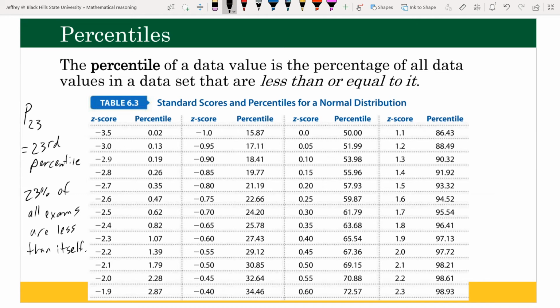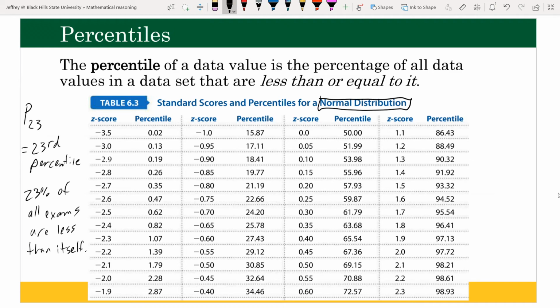Now, it's not necessarily saying that the exam score is 23%, but rather, whatever the exam score is, only about 23% of other test takers had a score less than the score that you had if you were in the 23rd percentile. Now, what's also nice is that this is for a normal distribution. Assuming that we have either the z-score or the percentile, we can figure out the other value.